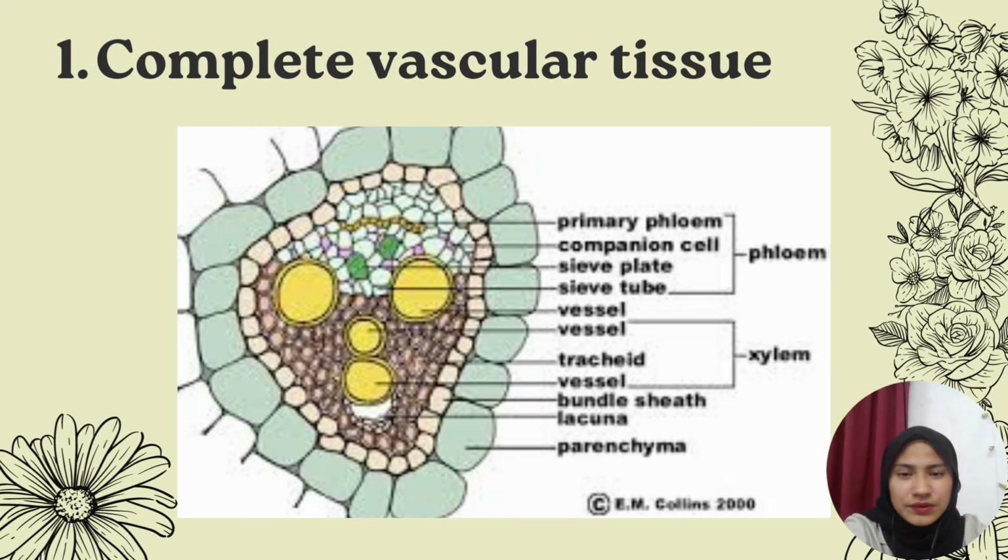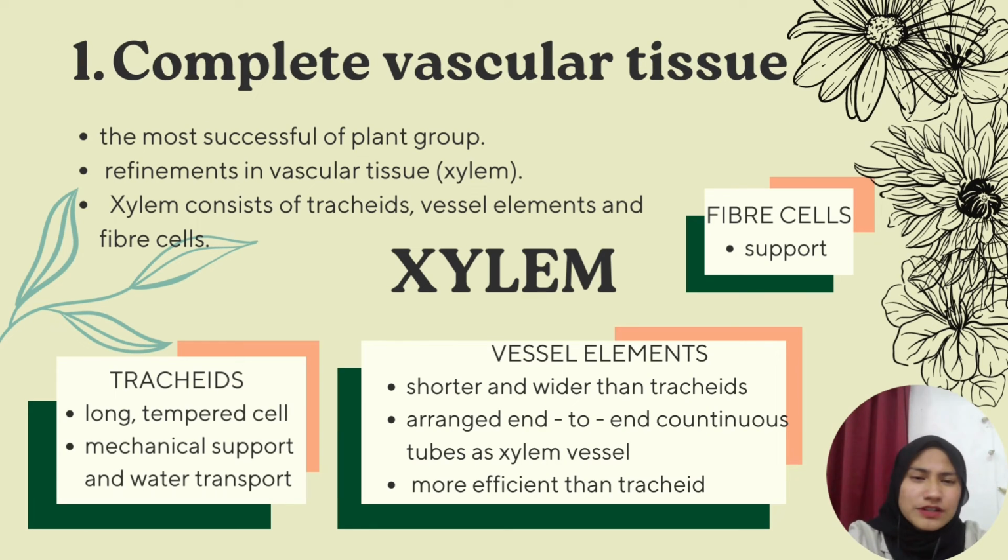For the first one, complete vascular tissue, which is formed in xylem, you guys can see here, there is a lot: there is trachea, sieve plate, sieve tubes. So, complete vascular tissue is the most successful of plant groups. There are two types of vascular tissue, which are xylem and phloem, and xylem consists of tracheids, vessel elements, and fiber cells.